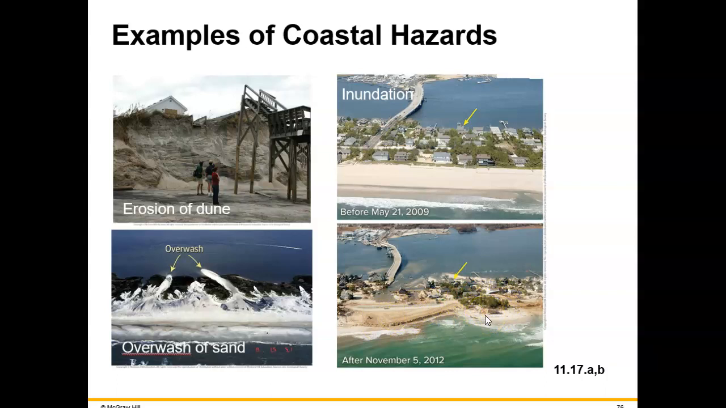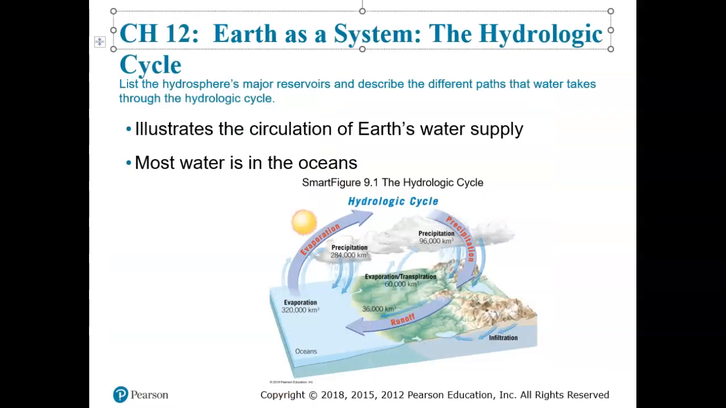We had that nor'easter that in 3 days took the beach that looked like this, and now it looks like this. So you can see here, obviously erosion of dunes is a big problem, and dunes serve the purpose of providing some kind of barrier. And so that's just what I wanted to touch on, the finer points of this chapter. So now I'm going to hit on chapter 12 a little bit.